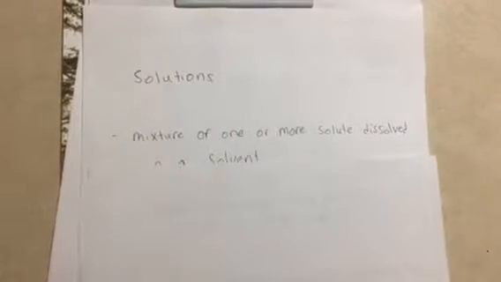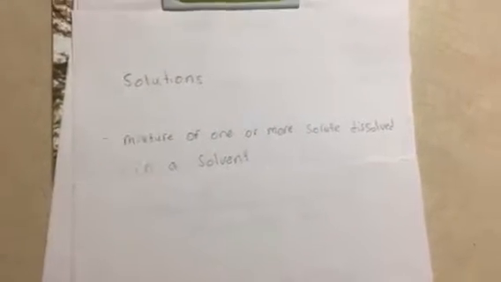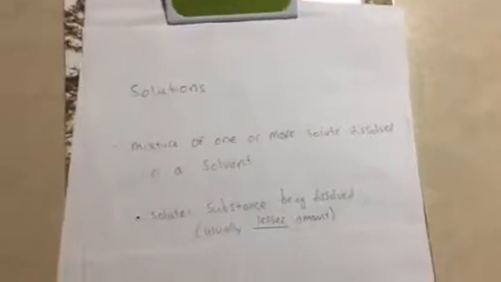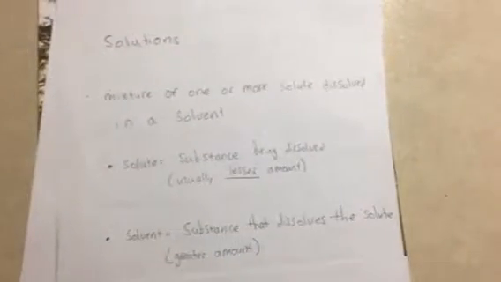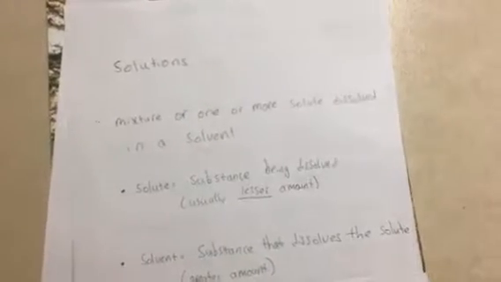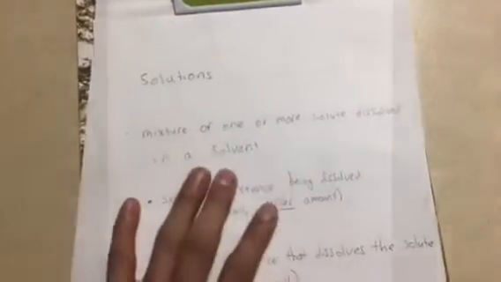Now, what is a solution? It's a mixture of one or more solutes dissolved in a solvent. Now, a solute is the substance being dissolved. Typically, it will be the lesser amount. For example, it will be sugar. And a solvent is the substance that dissolves the solute, typically the greater amount. So with water and sugar, water will be the solvent and sugar will be the solute.